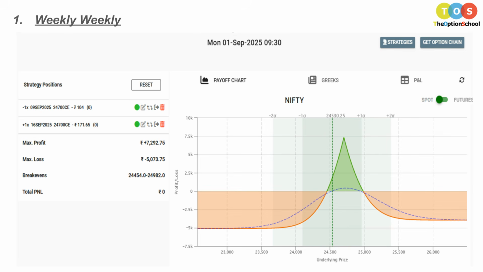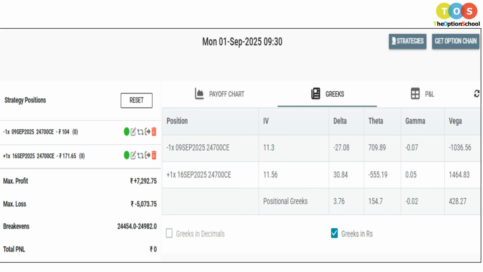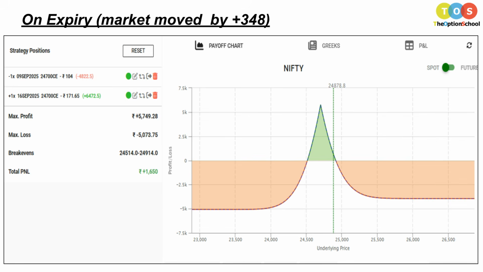You can see max profit, max possible loss, and a break-even range of roughly around 530 points in this weekly calendar. This slide gives us the Greeks for this weekly calendar, wherein we see delta is almost neutral, and as far as theta is concerned, we are getting around 156 rupees per day as decay.